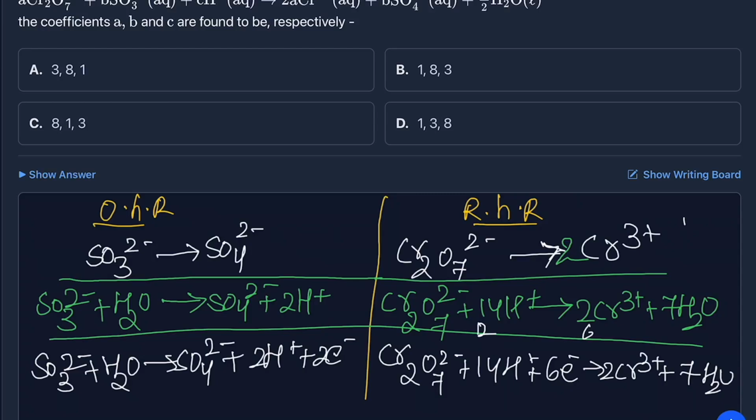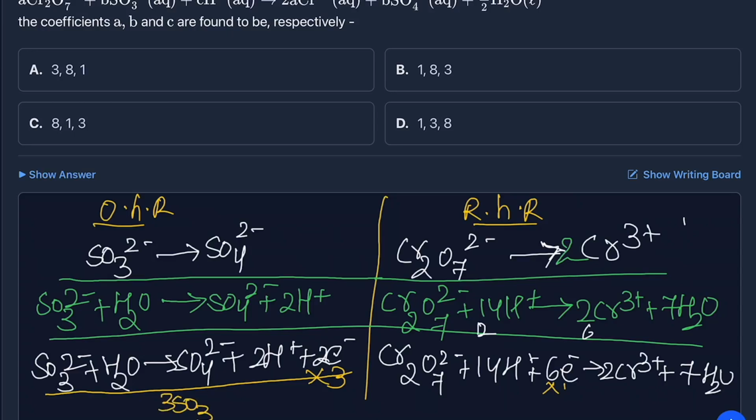Next, we have to balance the electrons on both sides. Here we have 2 electrons, here we have 6 electrons. So how can we balance? We have to multiply the oxidation equation by 3, 2 threes are 6, and the other by 1 only. So if we multiply this equation by 3, what do we get here?